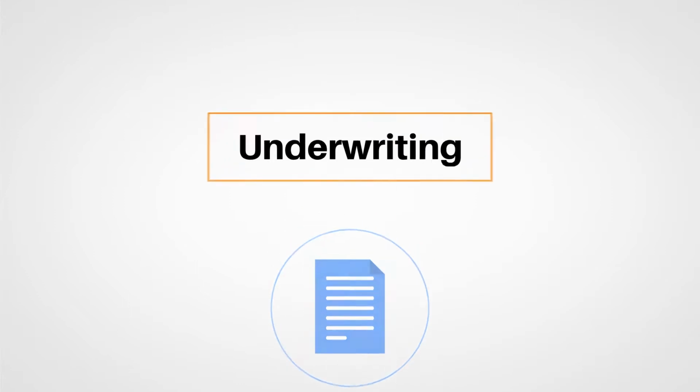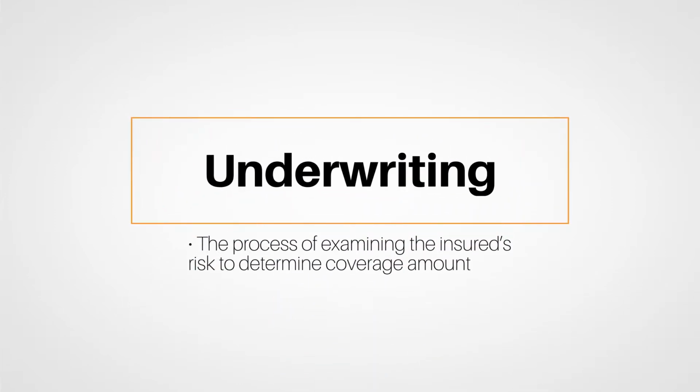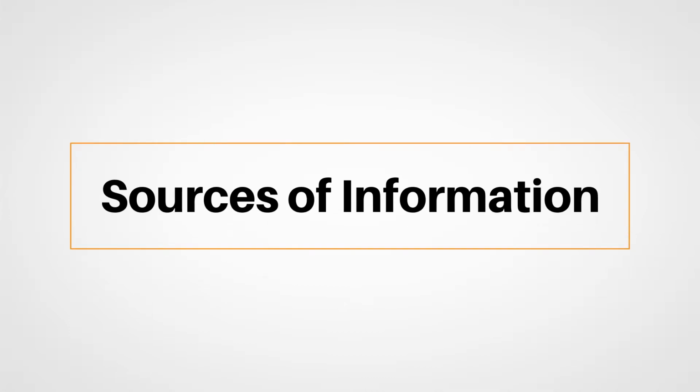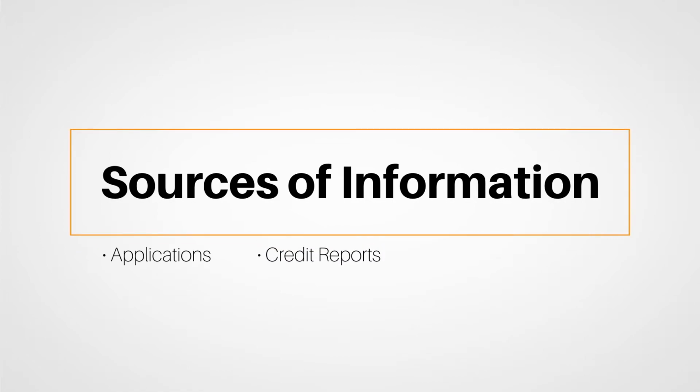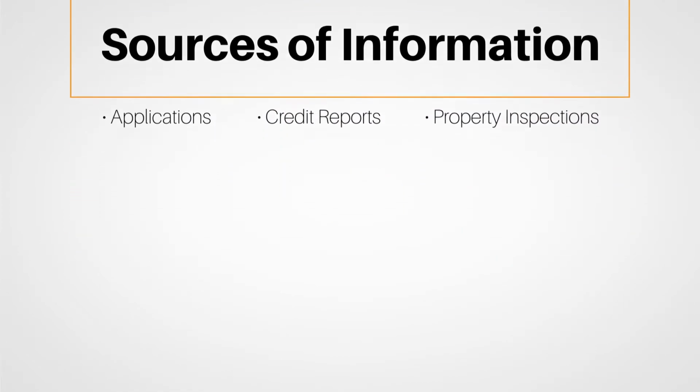Issuing policies involves underwriting. For this discussion, underwriting is the process where the insurer examines the risks associated with the insured to determine the correct level of coverage and premium for a policy. We also explored sources of information available to the producer or underwriter. This might include applications, credit reports, and an actual inspection of the proposed insured property.